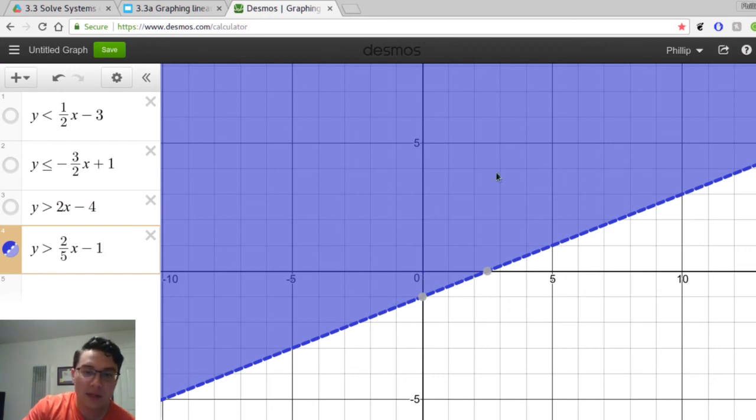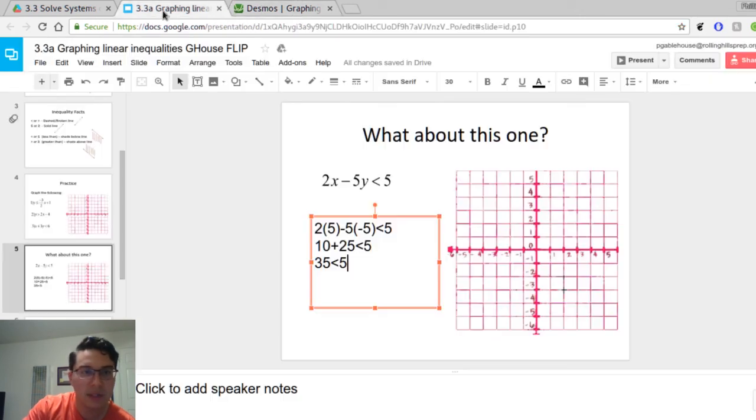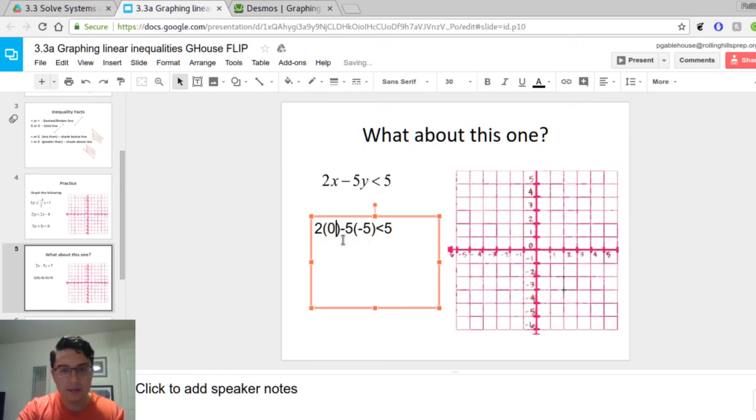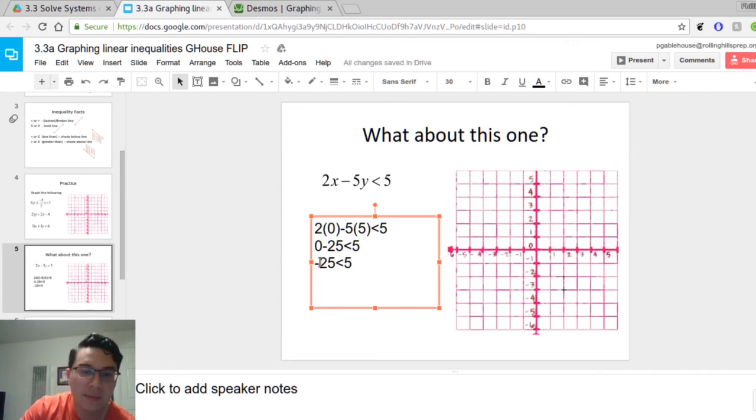Let's look at this value here. Let's pick just a random value. Let's use the value 0, 5. So we'll plug in the value 0, 5 and see what we end up with. Plug that value in. 2 times 0 is 0. Minus 5 times 5 is 25, less than 5, which simplifies into negative 25 is less than 5. That is a true statement. Negative numbers are always less than positive numbers. So negative 25 is less than 5 is true. So we've graphed everything correctly.